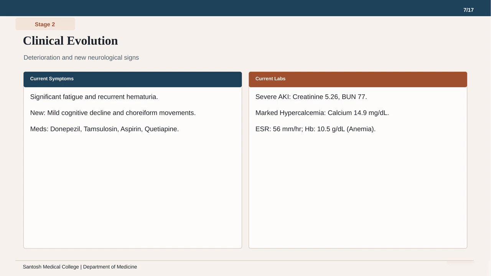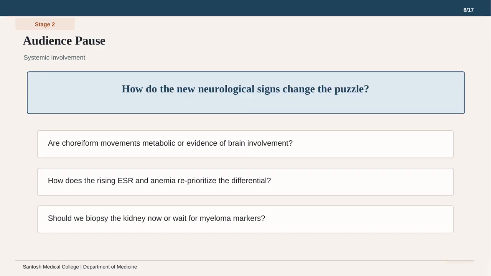We also see marked hypercalcemia at 14.9 milligrams per deciliter, an elevated erythrocyte sedimentation rate of 56 millimeters per hour, and anemia with hemoglobin at 10.5 grams per deciliter. These fresh data points force us to reevaluate our entire diagnostic framework. Looking at the new prompts on the screen, we face another critical audience pause. The main question asks how these new neurological signs fundamentally change our diagnostic puzzle.